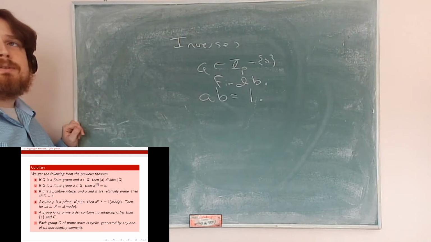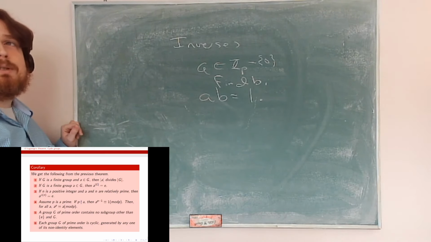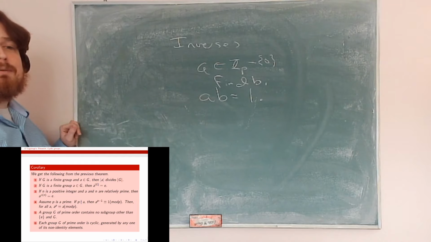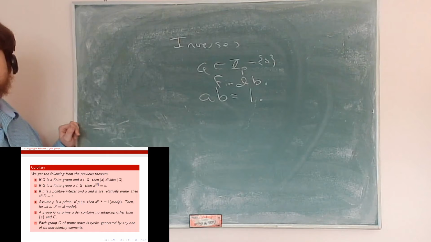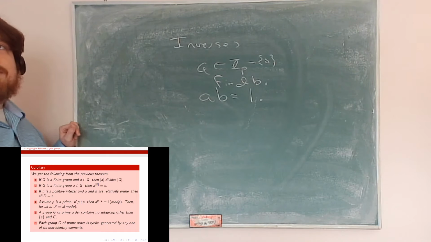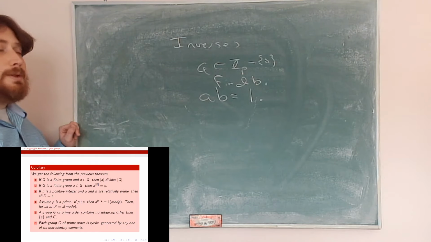So if I was doing Z sub 3, I'd have 0, 1, 2. Well, 1 times 1 is 1, and 2 times 2 is 1, so each of those has an inverse. In Z sub 5, I could go through and say 1 is its own inverse, 2 times 3 is 1, and 4 times 4 is 1. So we have inverses for each of those.